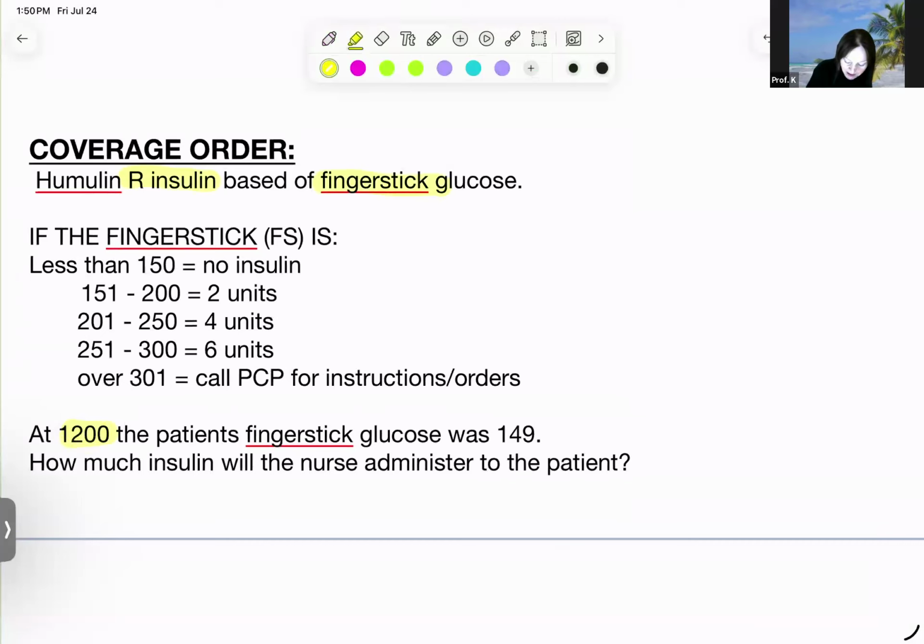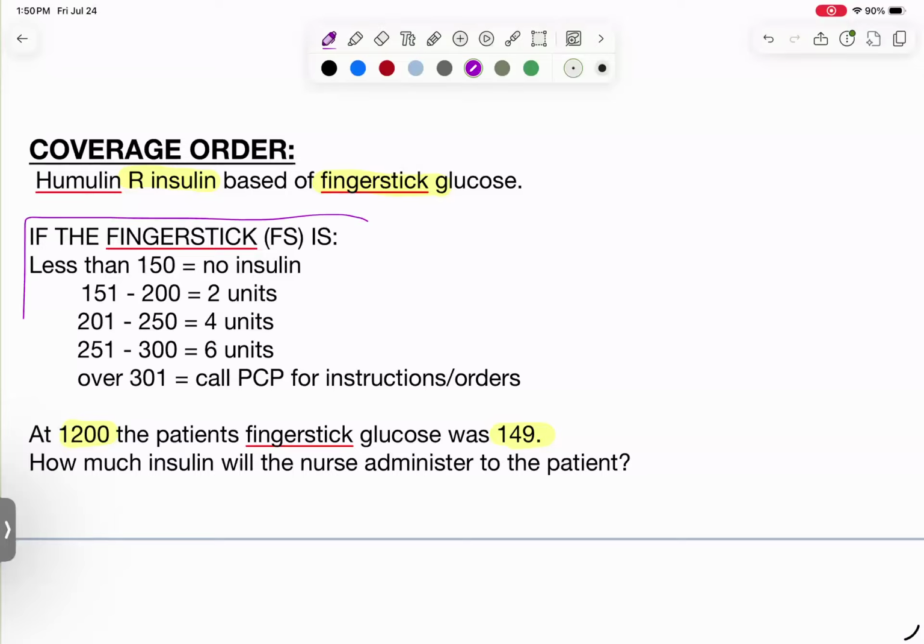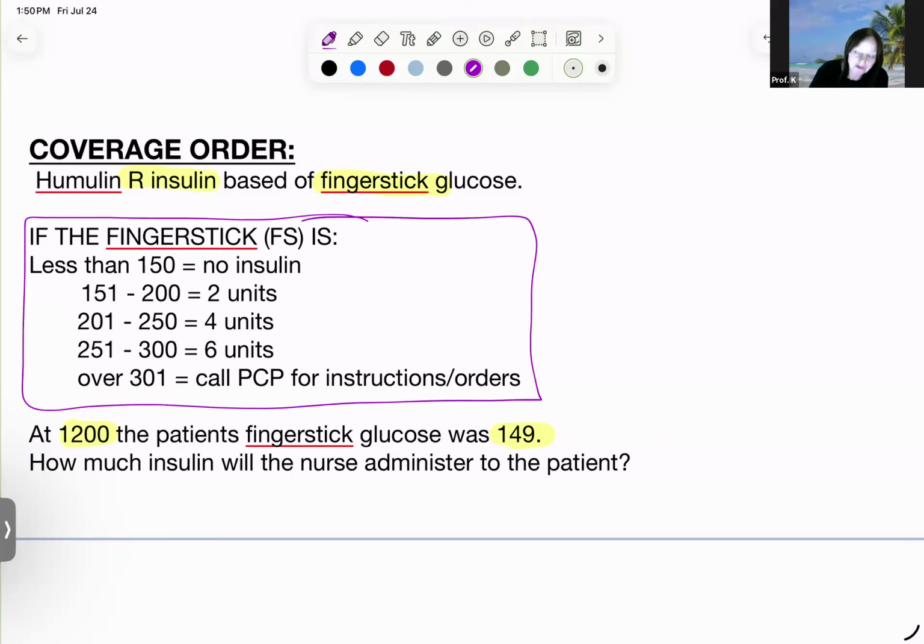So at 12 o'clock, the patient's finger stick was 149. You give none. Here's the coverage order. These are the parameters. All I have to do is, where does 149 fall on this parameter list? Less than 150, no insulin. So I don't give any insulin because maybe this patient at 149, maybe their sugar drops too low.